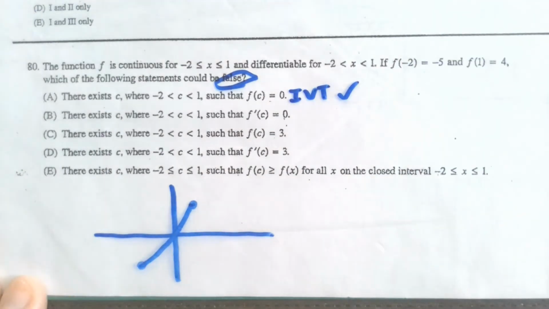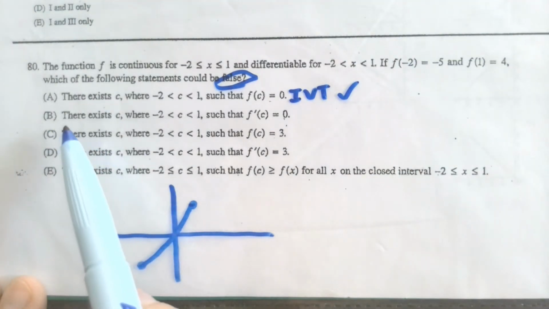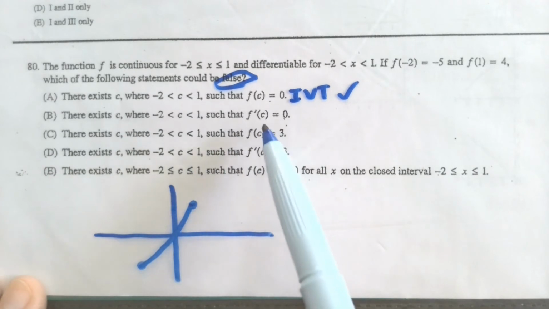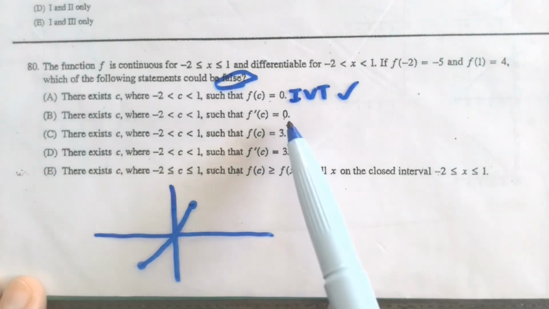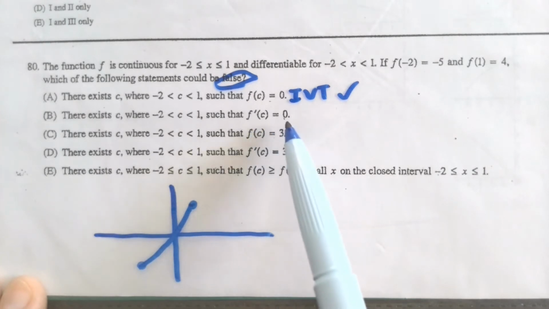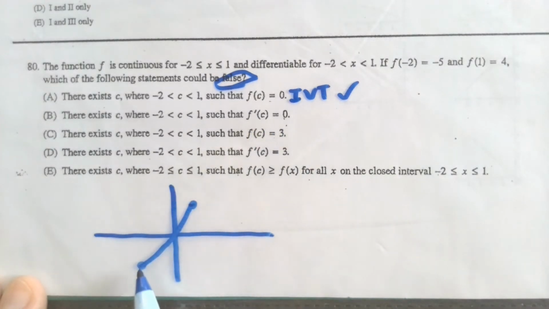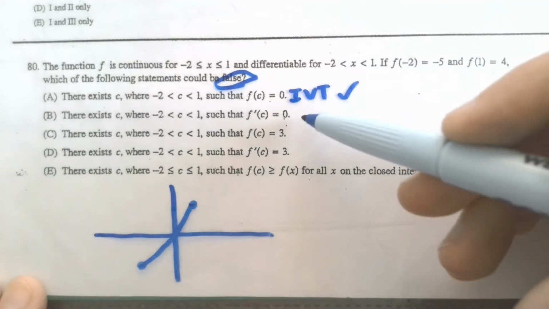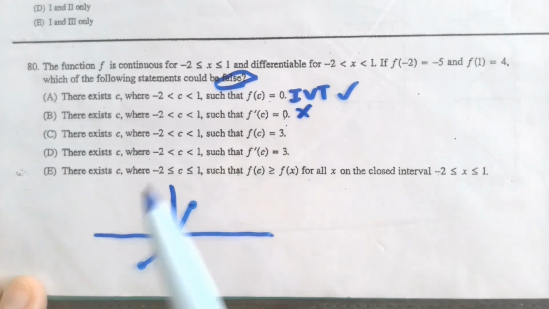That is true. For B, there exists a c on that interval that f prime of c equals 0. So in order to be guaranteed f prime of c equal to 0, that means that the slope between our -2 and 1 should be 0. So this does not seem like it's true. We'll come back to that one.